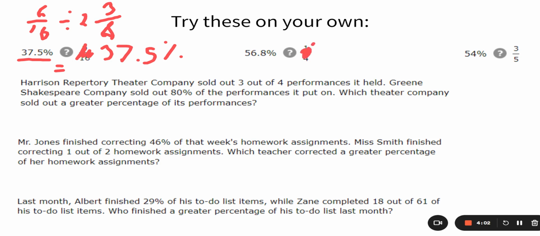So let's go back. I am comparing 56.8% to 25%. And in this case, the appropriate symbol would be the gator mouth eating 56.8%. Last one, we're doing 54% and, I'm struggling today, y'all, 54% and 3 over 5.